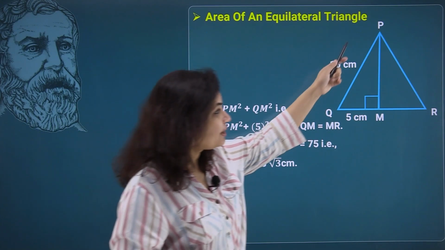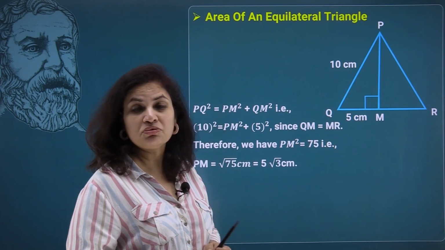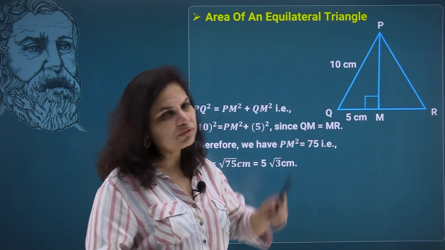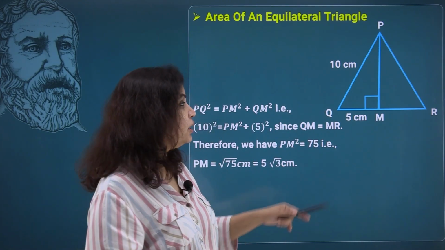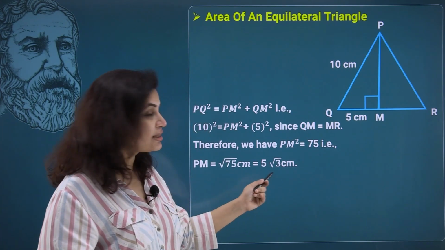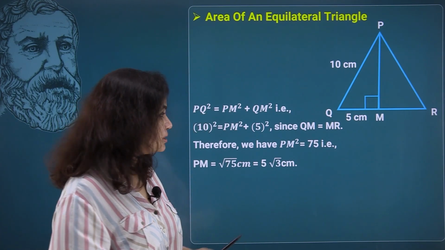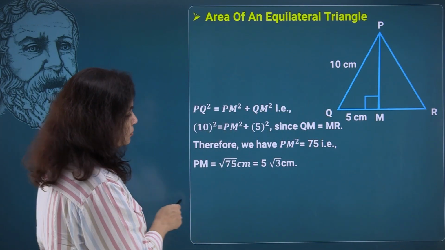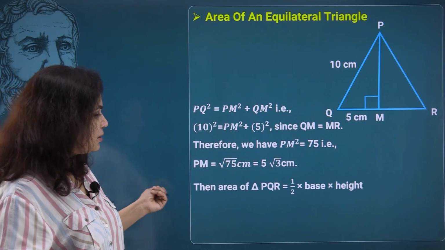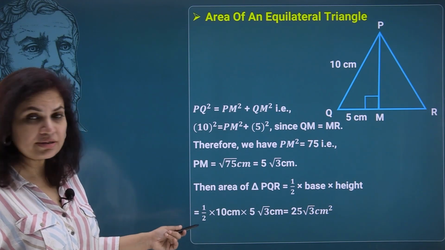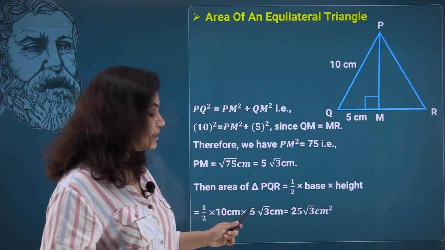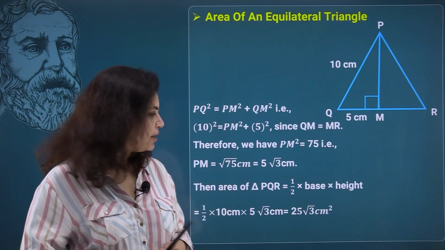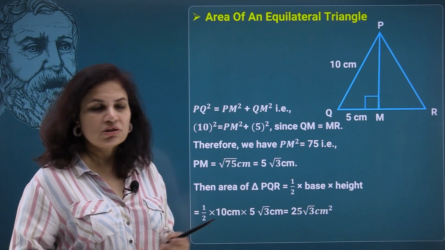Now, since we have calculated the height of the triangle, using the formula half into base into height we can calculate the area of this triangle as well, where the height PM we have just calculated is 5 root 3 centimeter and the base QR will be double of QM, equal to 10 centimeter. So, the area of triangle PQR is half into 10 centimeter into 5 root 3 centimeter, which gives you 25 root 3 centimeter square.